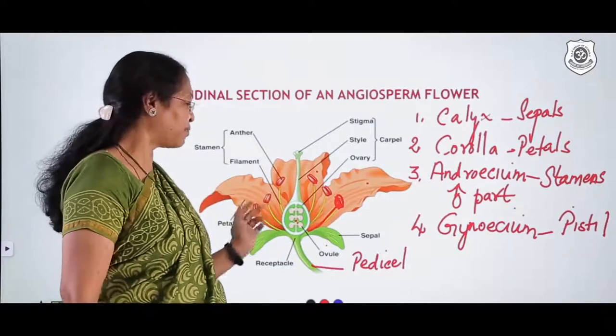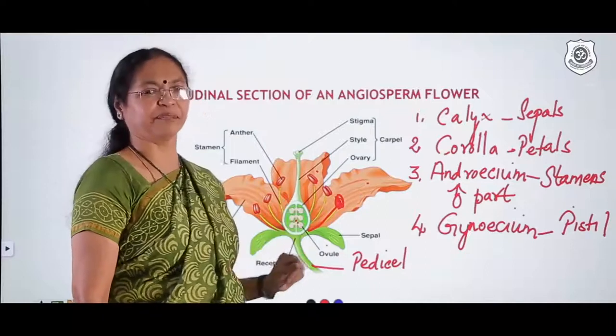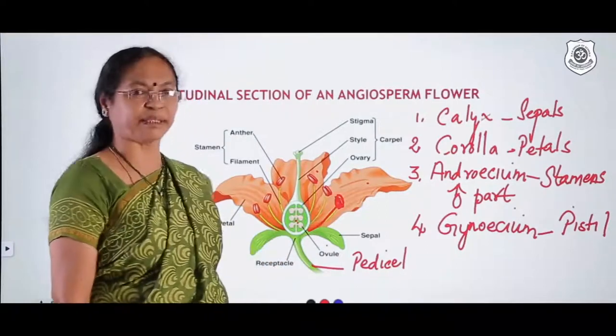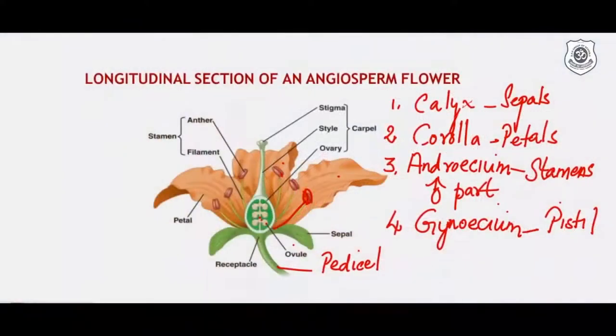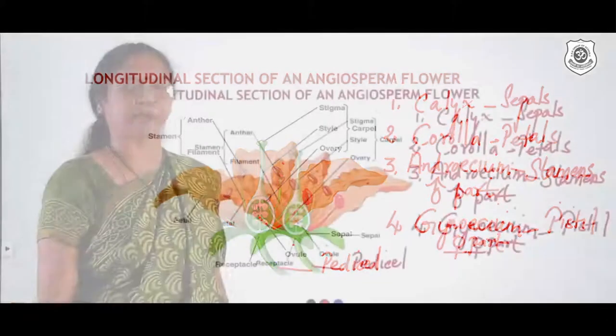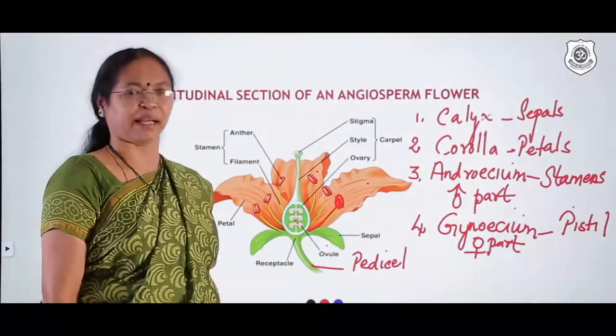It's made up of a large number of stamens, and stamens are the male sex organ, which in turn produces the gametes. The innermost whorl, the fourth one, we call gynoecium. Gynoecium is the female part of the flower, and this female part is made up of pistil or carpel, and this pistil or carpel will produce the female gamete.